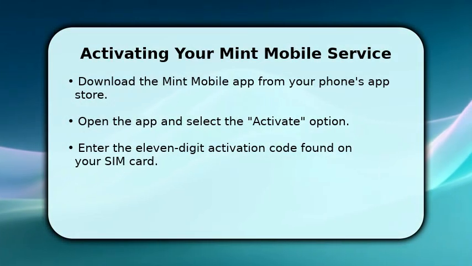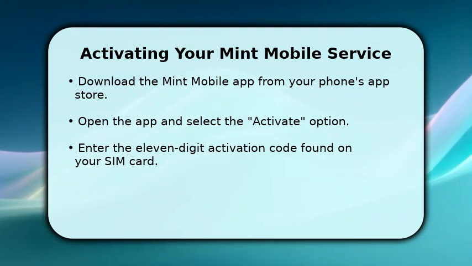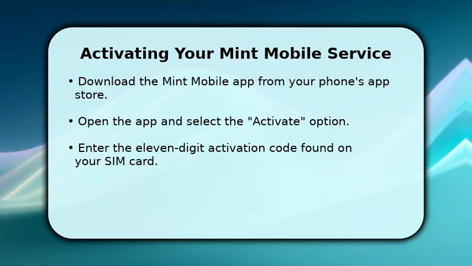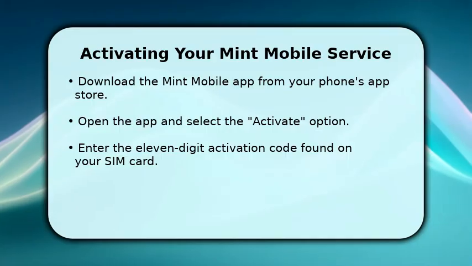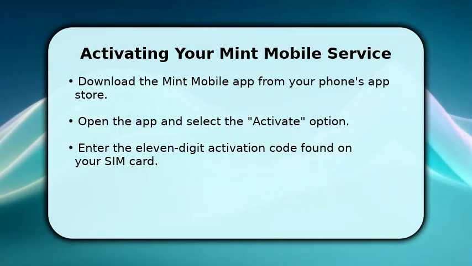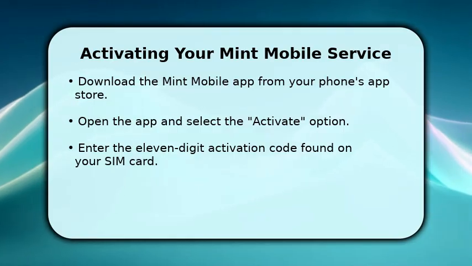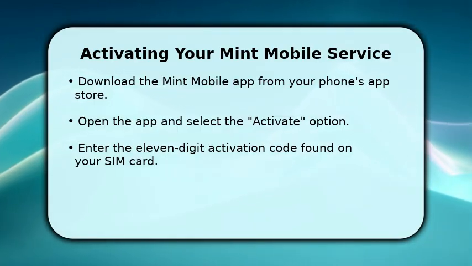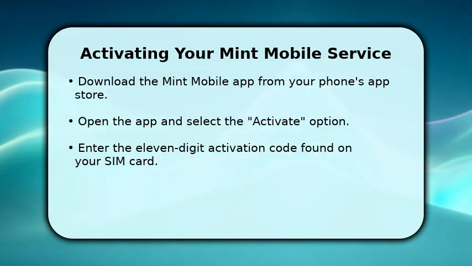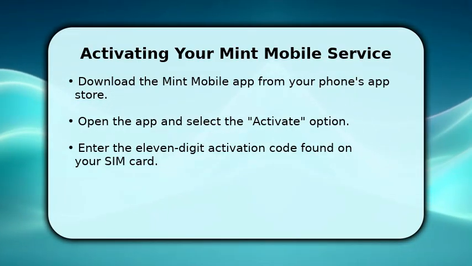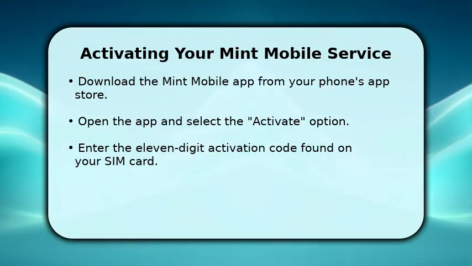Now that your SIM is in, it's time to activate your service. Download the official Mint Mobile app from your device's app store. Once installed, open the app and choose the Activate option. You'll need to enter the 11-digit activation code, which is printed on your new SIM card. Follow the simple on-screen instructions to finalize your account and plan details. This usually takes just a few minutes.